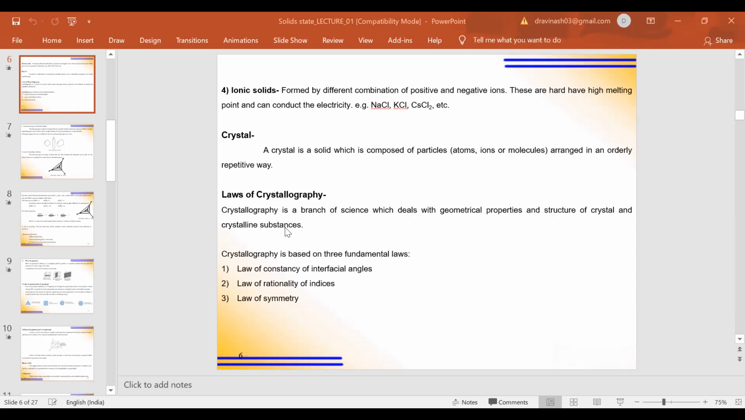Which laws? One is the law of constancy of the interfacial angle. That means the interfacial angles formed will be constant. Even though the shape of the crystals changes, the angle made between two interfacial faces, the interfacial angle, does not change. It is constant, and therefore the law is called the law of constancy of interfacial angle. The external surface of a crystal is formed by faces and planes. The angle between any two intersecting faces is called the interfacial angle.